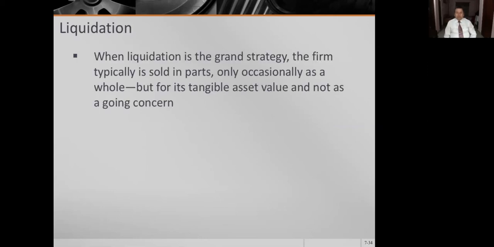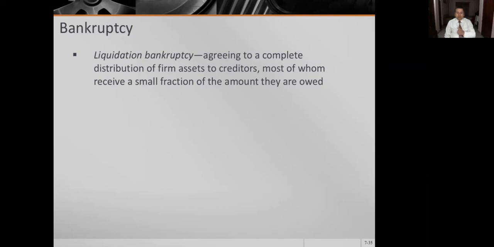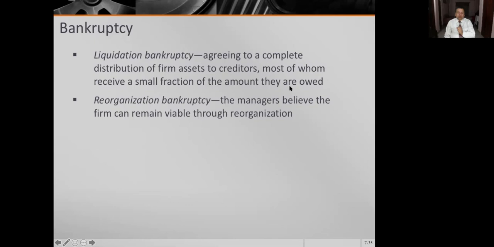It's the grand strategy. The firm typically is sold in parts, only occasionally as a whole, but for its tangible asset value and not as a going concern. Planned liquidation can be worthwhile before even going into bankruptcy, you go for that. Right? And liquidation bankruptcy means agreeing to complete distribution of firm assets to creditors, most of whom receive a small fraction of the amount they are owed. And then you have reorganization bankruptcy. The managers believe the firm can remain viable through reorganization. Both are bankruptcies. Okay.